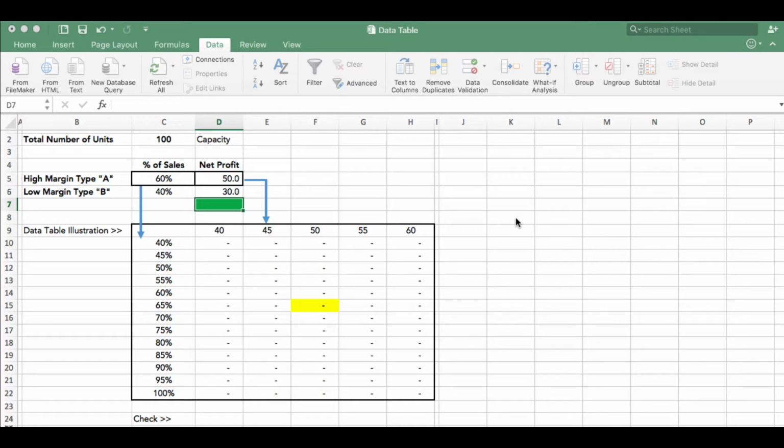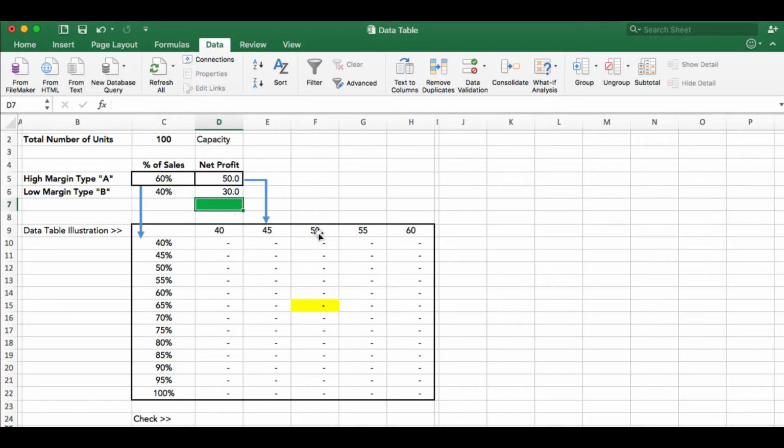Now, before we go into data tables, let's look at the simple model. What I have here is the capacity to produce 100 units of a product, and there could be two variants of the product. One is a high margin, which I assume that I'll sell 60% of those 100 units for a net profit of $50 per unit. And the rest of the 40%, which is the 100% minus the 60%, I assume that I would sell as a low margin type, which would only fetch me $30 of net profit per unit.